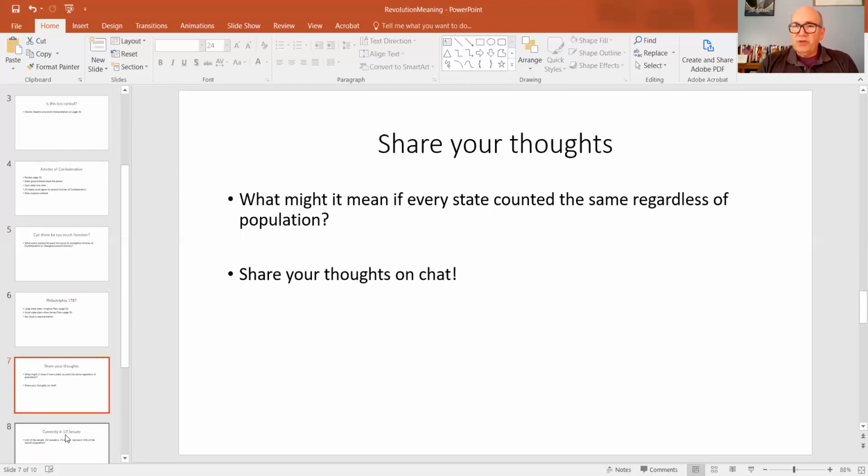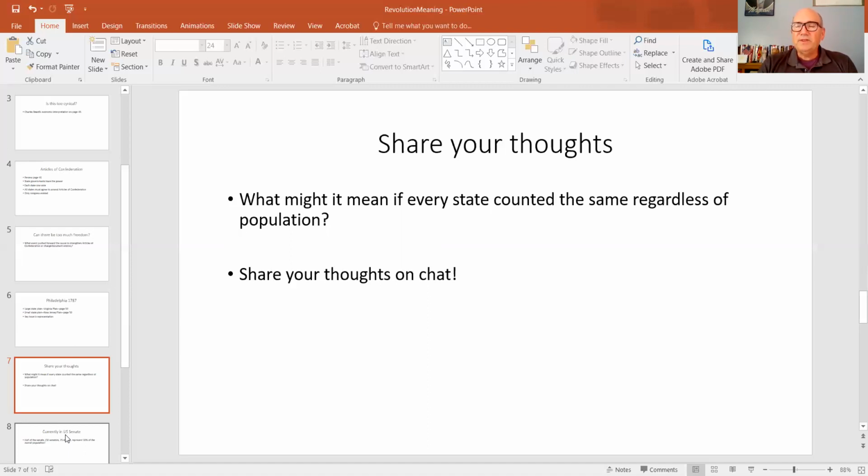So share your thoughts on chat about this. What might it mean if every state counted the same regardless of population? I would imagine many of you have some thoughts there. If you don't want to share that on chat, I hope some of you will. But if not, then at least put some thoughts together in your notes. So what might it mean if every state counted the same regardless of population?